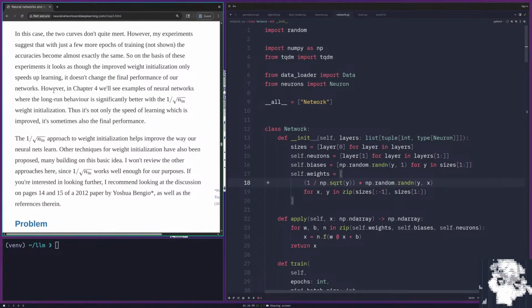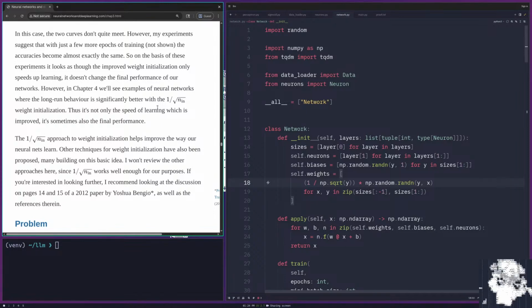However, in Chapter 4, we'll see examples of neural networks where the long-run behavior is significantly better with the 1 over square root of n_in weight initialization. Thus, it's not only the speed of learning which is improved, it's sometimes the final performance. The 1 over square root of n_in approach to weight initialization helps improve the way our neural nets learn.